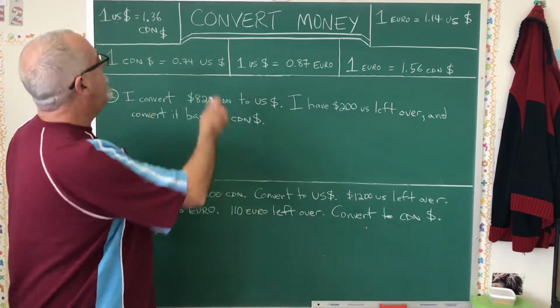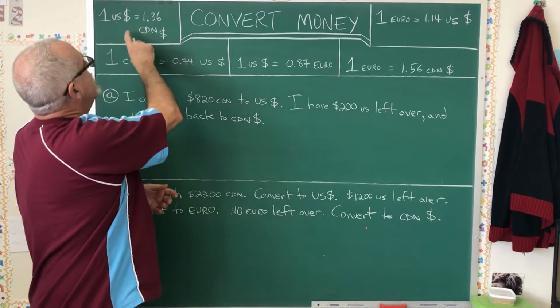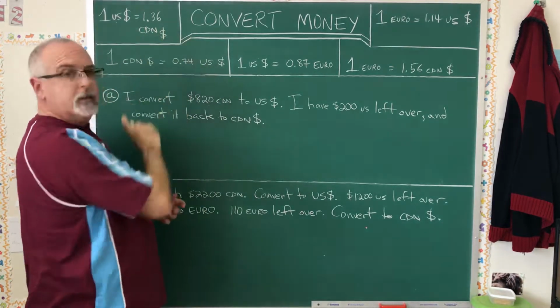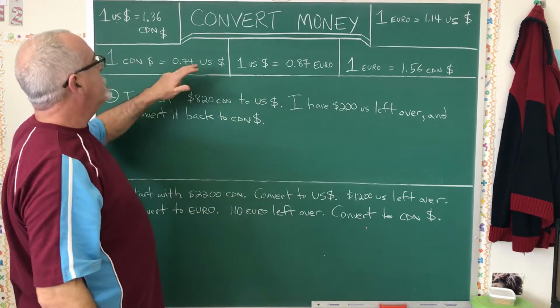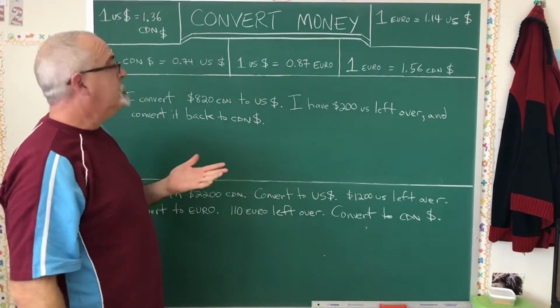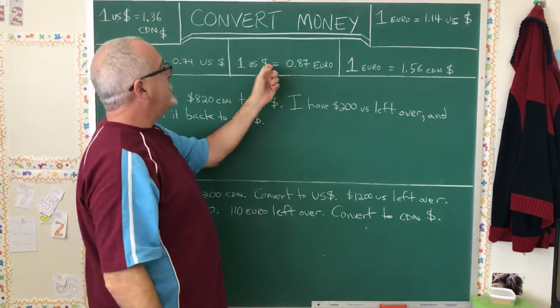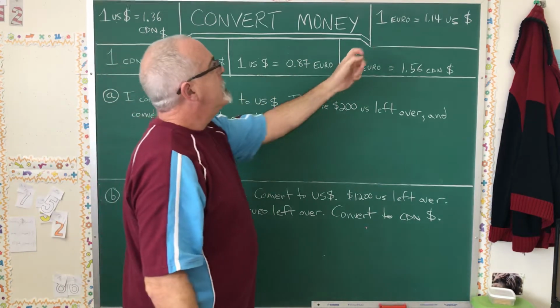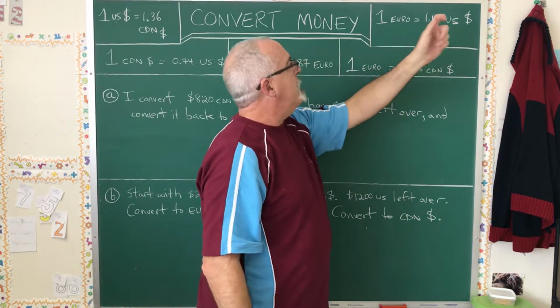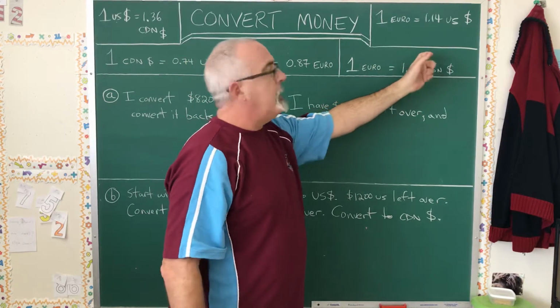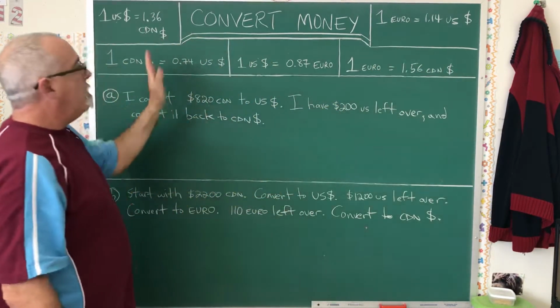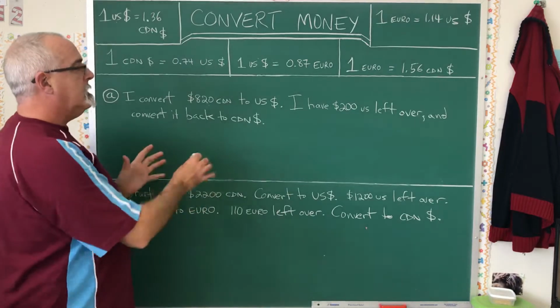Here I have 5 exchange rates. $1 US is 1.36 Canadian, $1 Canadian is 0.74 US. But I also have conversion between US and Euro, between the Euro and the US, and also between the Euro and Canadian. I won't necessarily need all of these to answer these questions.